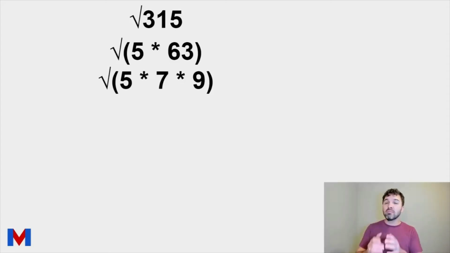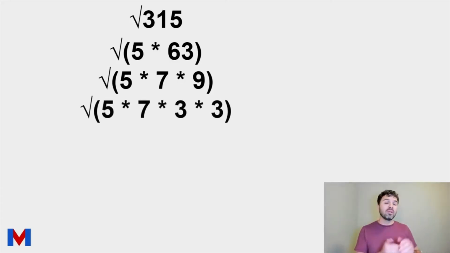Now I have that 5 and 7, which are prime factors. Those can't get split up anymore, but the 9 still can. The 9 can be split into a 3 times 3. Now I have square root of 5 times 7 times 3 times 3. And by the way, if you multiply all together in a calculator, you're going to get 315. So we still have an equivalent expression going on here.